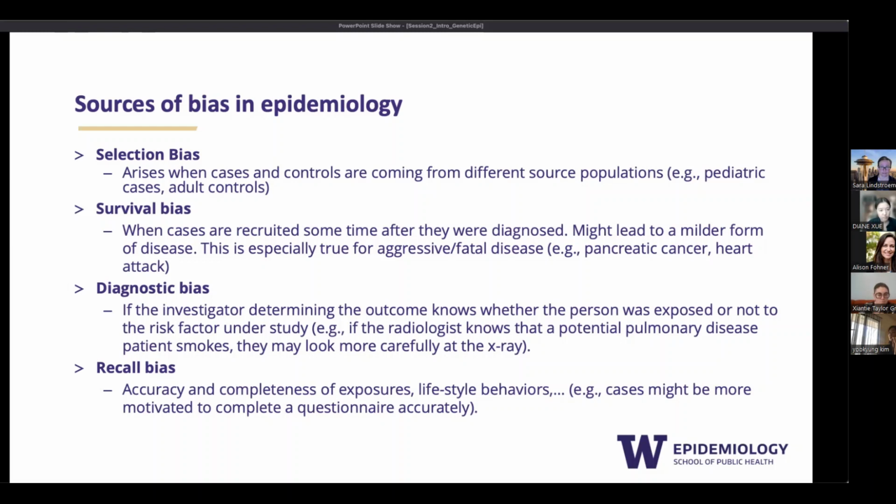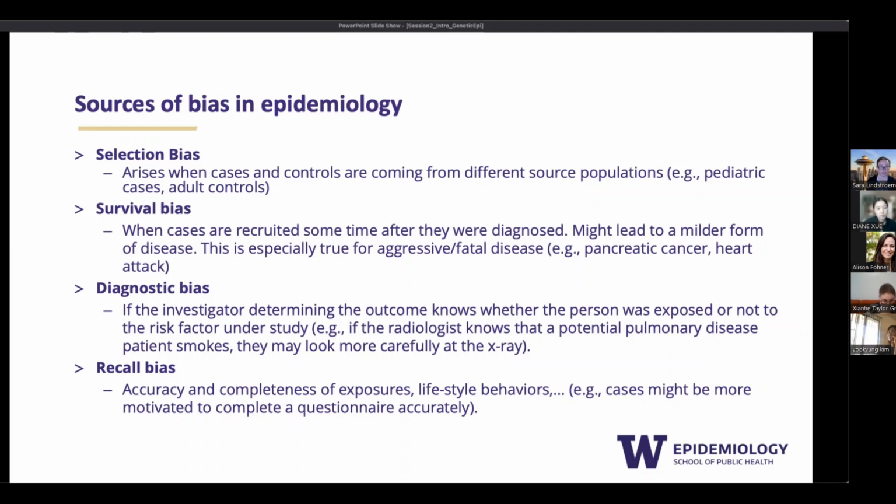Things like selection bias, which I already mentioned. Survival bias is definitely something that we also struggle with in genetic epidemiology. This happens when you are recruiting cases after they were diagnosed, so this would be a case-control study. It might be that you are not able to recruit those folks who had a more aggressive or fatal disease, for example, a heart attack. So actually the cases you're recruiting are milder cases than you would see in the general population.